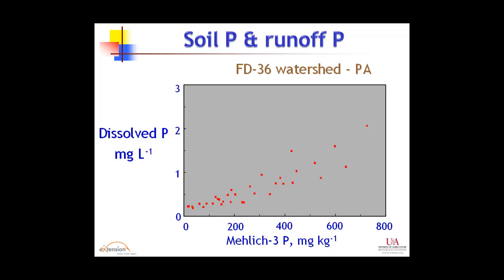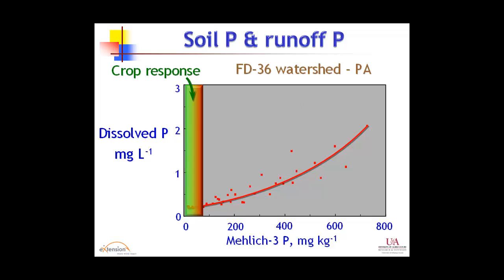And so what we did, this is some work in Pennsylvania. Each of these points is using that rainfall simulator, and you get a good relationship. These soils didn't have any fertilizer applied for quite a while. But most of these soils, as you know, were probably based on nitrogen applications for manure, and so they were overplanted. Most of these soils were above the crop response level.